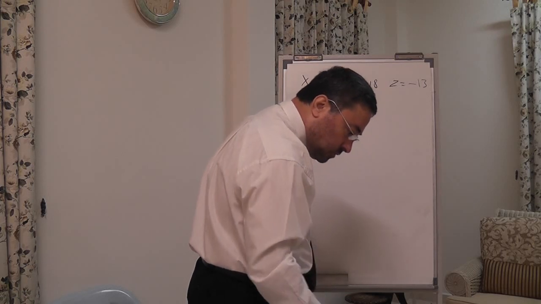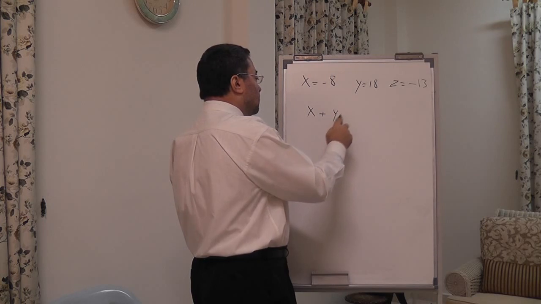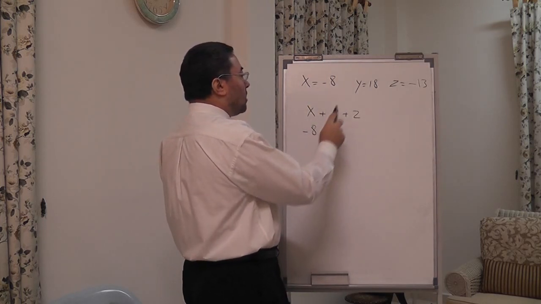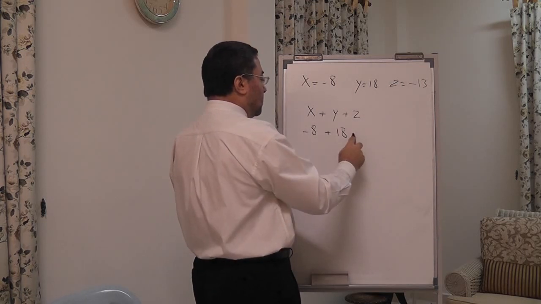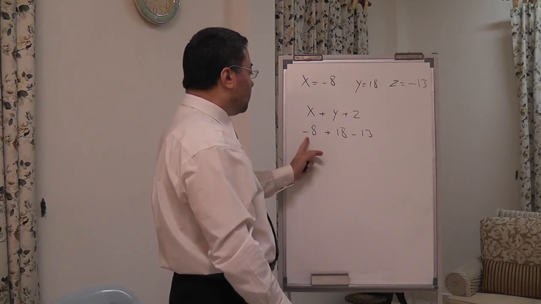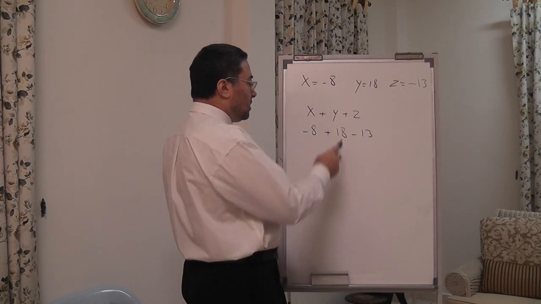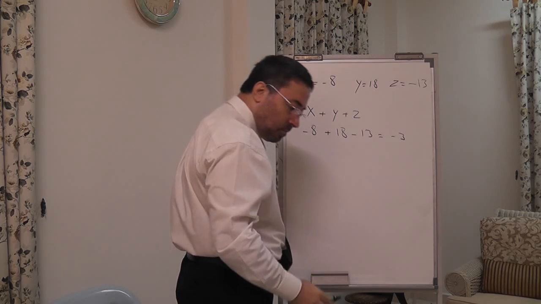Number 42, x plus y plus z. X is minus 8, y is 18, and z is minus 13. So we replace them with their values. The 10 and the 8 will be minus 18, so we cancel this, and we are left with minus 3.